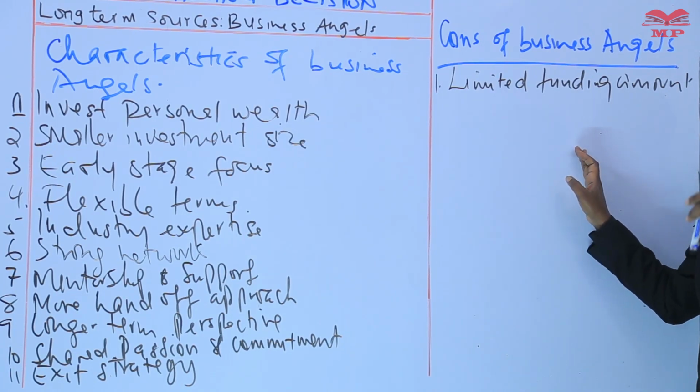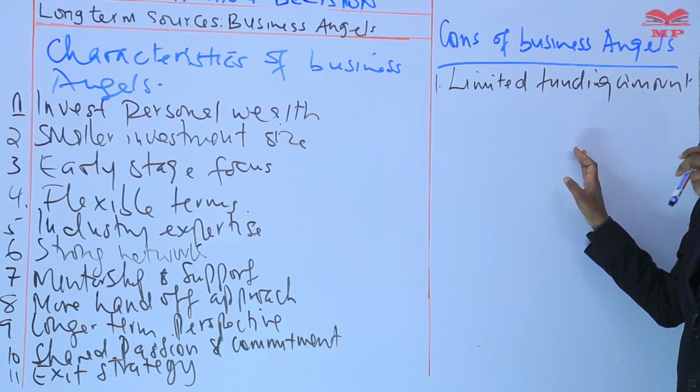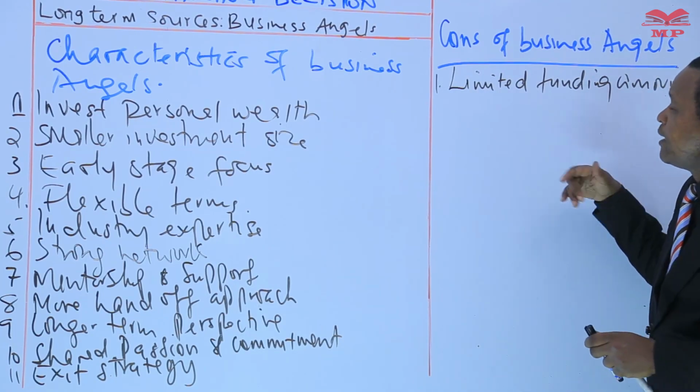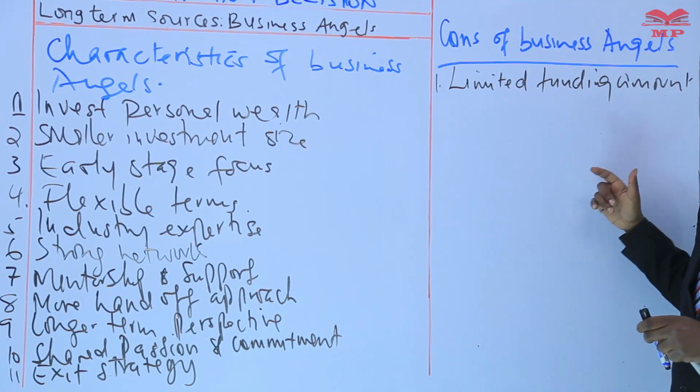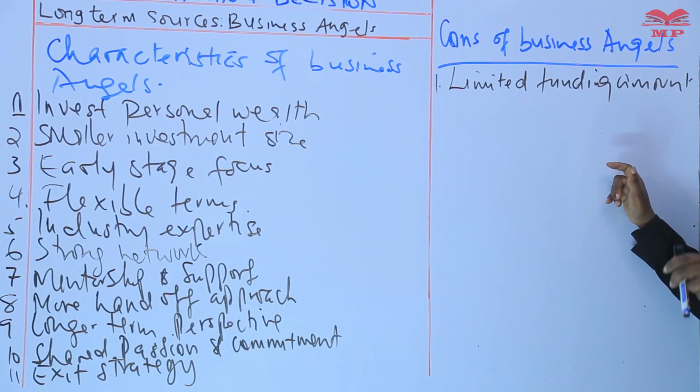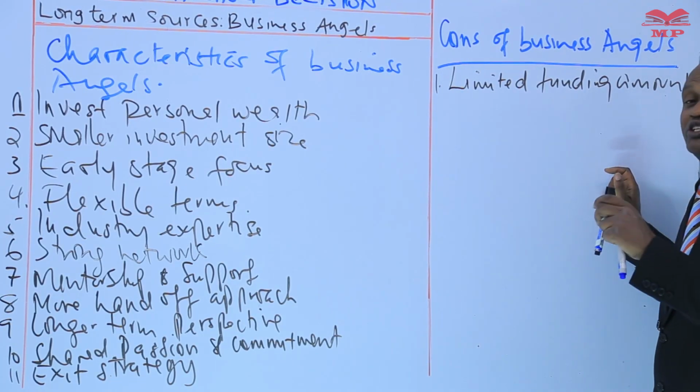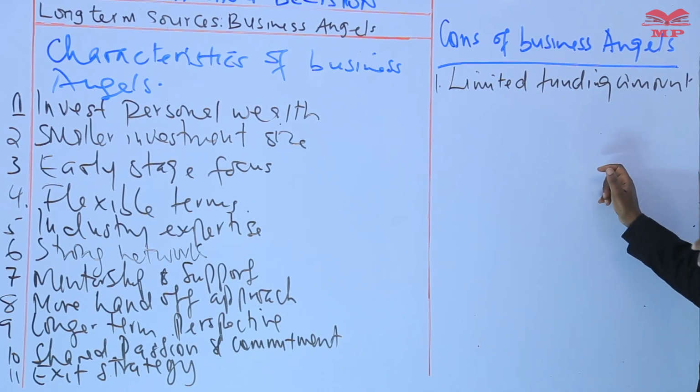So raising the desired capital might require securing funding from multiple business angels. And that increases complexity, potentially leading to conflicting interests or different viewpoints. You understand? Limited funding amounts.